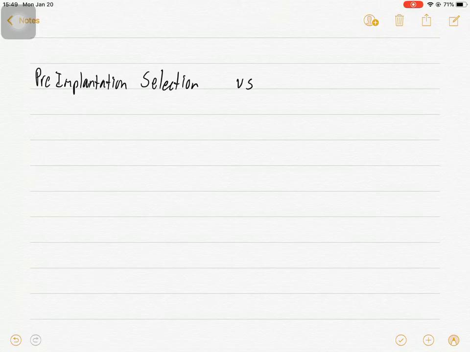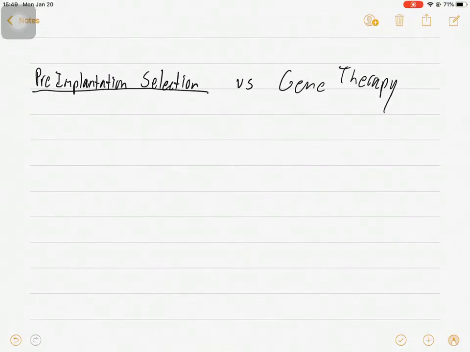So let's take a quick look at the concept of pre-implantation selection. And let's contrast that with genetic enhancement. Let's see, what did I call that in the last one? I think I had gene therapy. So let's contrast these two cases, but let's take a look at pre-implantation selection first.